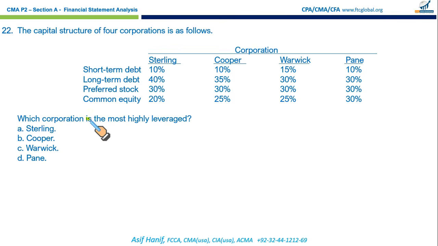Which corporation is the most highly leveraged? Which has more debt? All that has been given are the relative percentages. The capital structure of 4 corporations is given below. So what we see, long-term debt is 40% for Sterling, 35% for Cooper, 30% for Warwick, and 30% for Payne. The company that has the largest proportion of debt is Sterling. Sterling is the one that is facing the highest risk of default because it has the highest proportion of its funding coming from long-term debt.